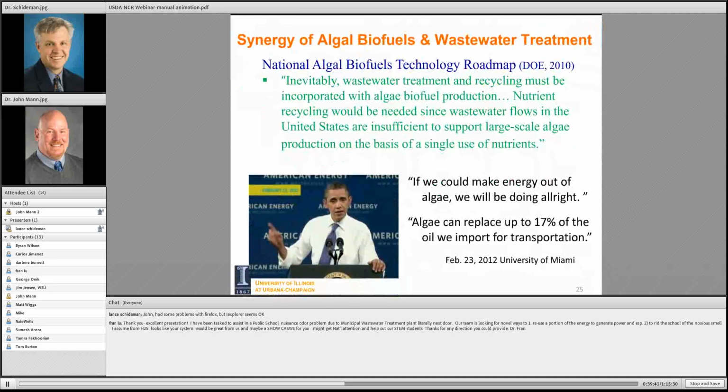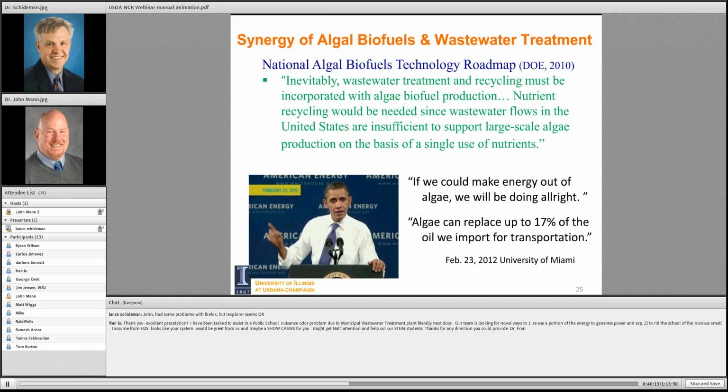Okay, so there is a synergy between algal biofuels and wastewater treatment. Algal biofuels is a very hot topic, and there was a roadmap done by the DOE in 2010 that noted that algal wastewater treatment and recycling must be incorporated with algal biofuel production. It also noted that nutrient recycling would be needed, which we were getting from that multi-cycle nutrient reuse feature that we mentioned earlier.